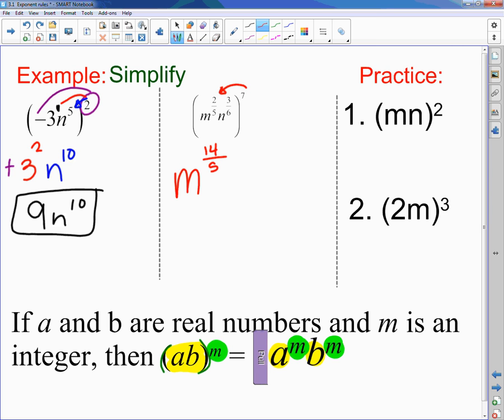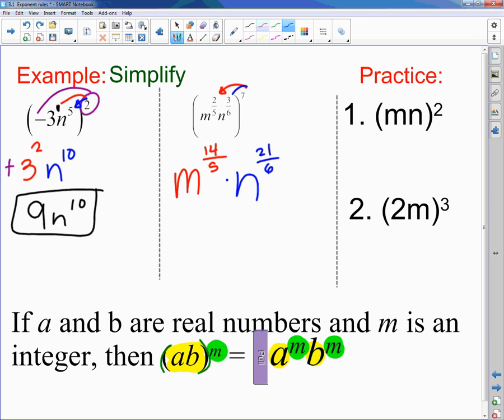Then make sure you get that 7 and distribute it to the n. So we have n to the 3/6 times 7. You can plop that in your calculator or just do it in your head, and you end up with 21 over 6. So that's when you have multiple things inside the parentheses, the power has to go to all of them using the power to power rule.